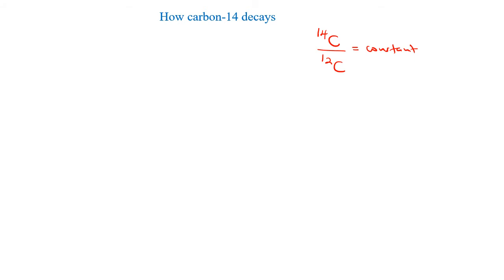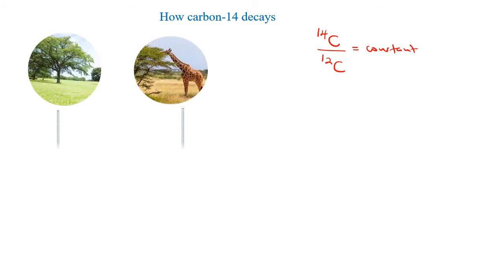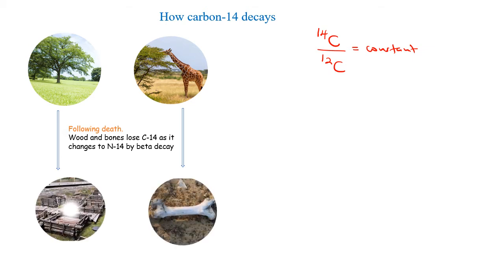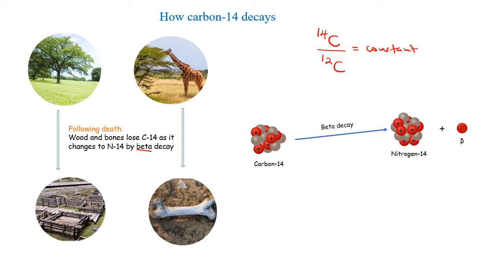When living organisms die, the carbon 14 will decay and change to nitrogen 14 through beta decay. So our fossils, the bones, the wood, the horns, will give off certain emissions that we shall call beta particles. Carbon 14 will decay back to nitrogen 14 with emission of a beta particle, which is our high-speed electron.